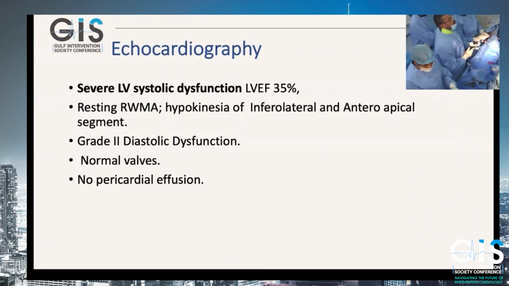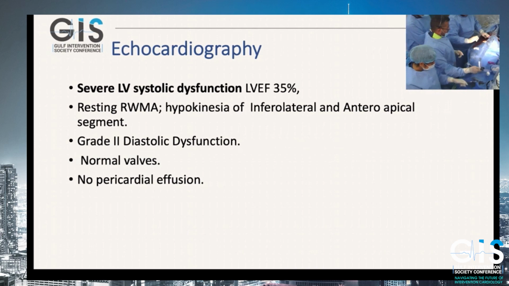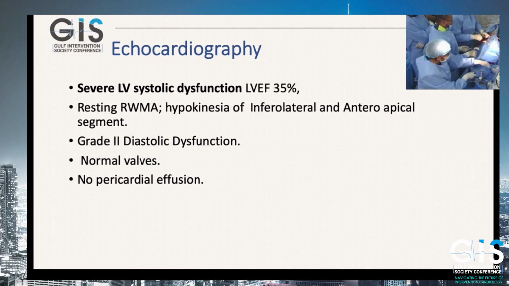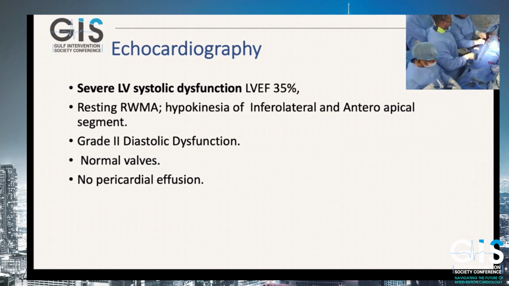His 2D echocardiography showed severe LV systolic dysfunction. The left ventricle ejection fraction is about 30%. There are resting wall motion abnormalities in the form of hypokinesia. He has a grade 2 diastolic dysfunction, normal valves in morphology and structure, and there was no pericardial effusion.